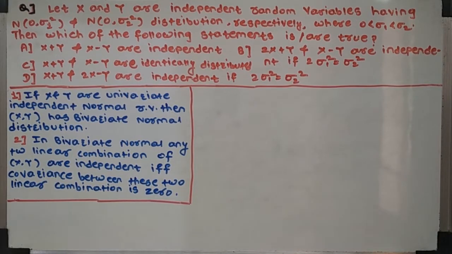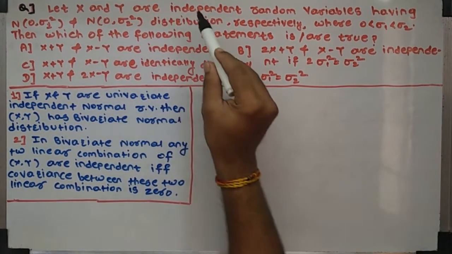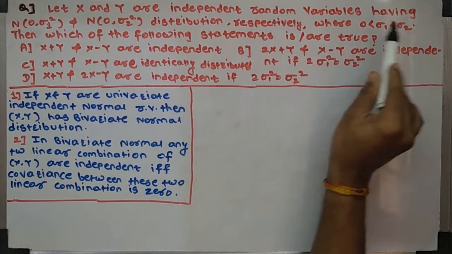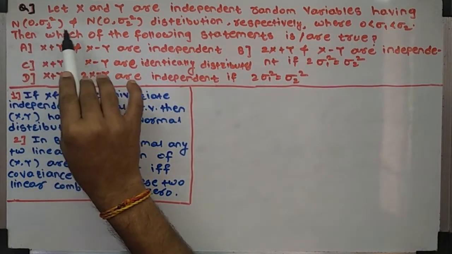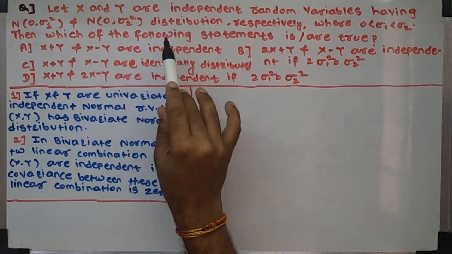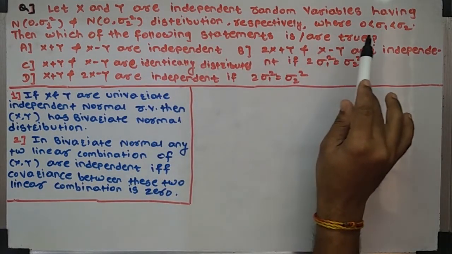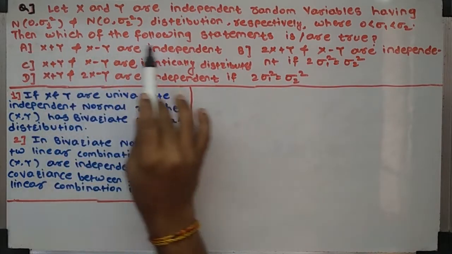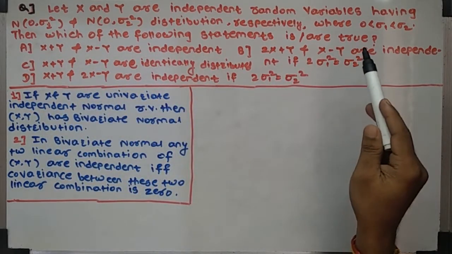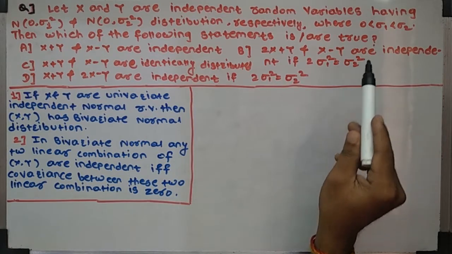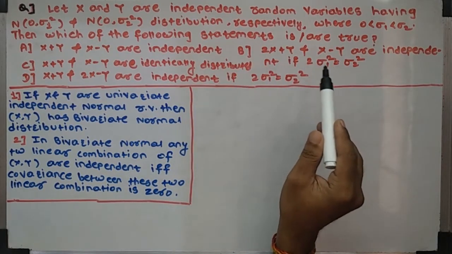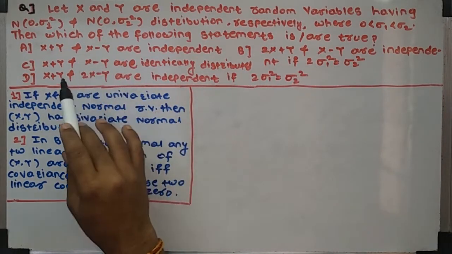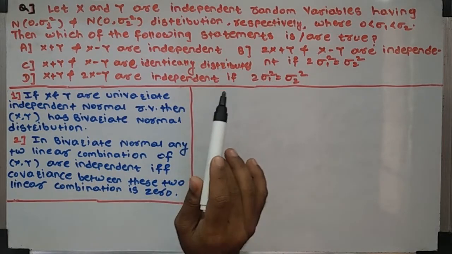Let's begin. The question is: let X and Y be independent random variables having Normal(0, sigma1 squared) and Normal(0, sigma2 squared) distributions respectively, where 0 is less than sigma1 is less than sigma2. Then which of the following statements is or are true? This question is an MSQ type, that is, the answer is one or more options being true.